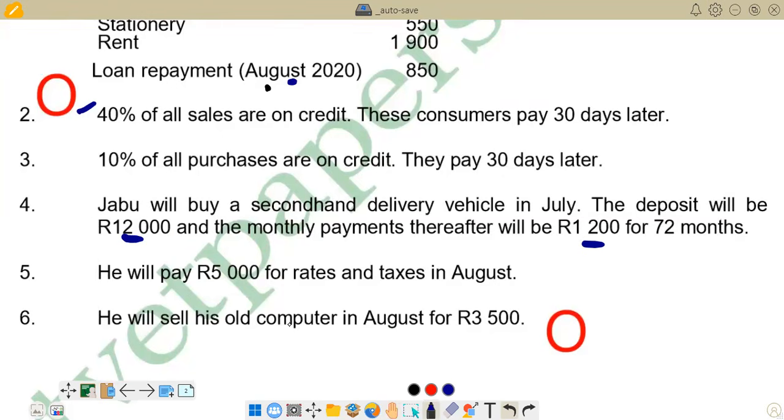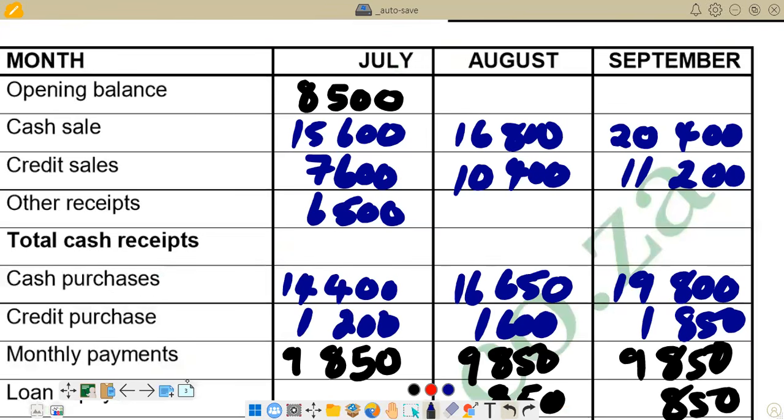So that's what we are going to do there. And then beneath that also we have got you pay 5,000 for rates and tax in August. So in August again, we have another 5,000 that is going to be paid in August, specifically August only. So on other payments again, we have 5,000 this one, so we can go and adjust those ones. So we are here now. We can go to other payments.